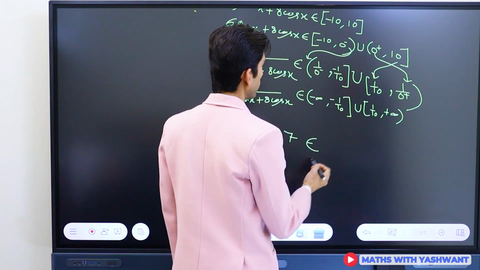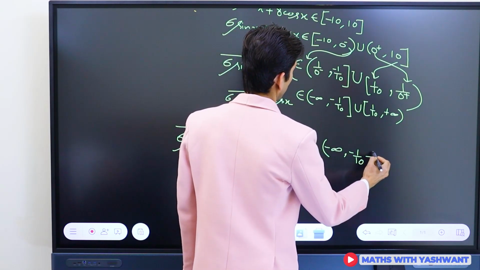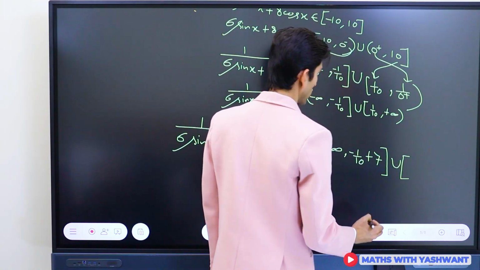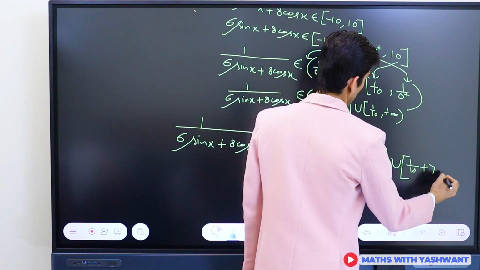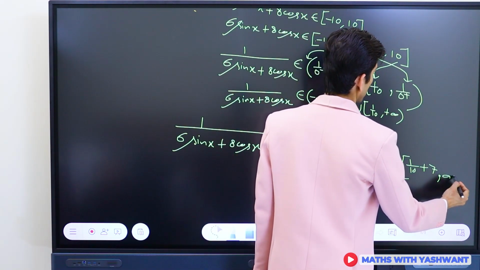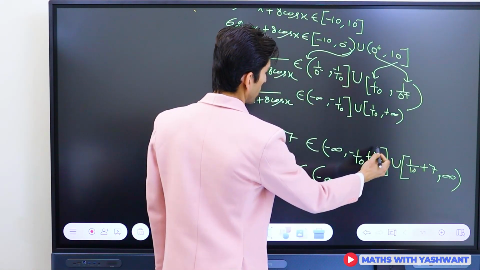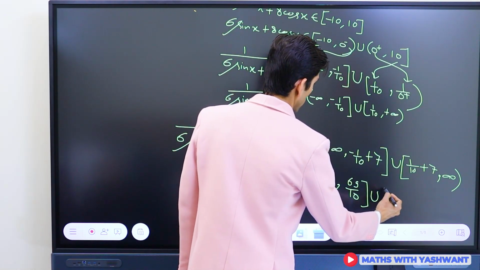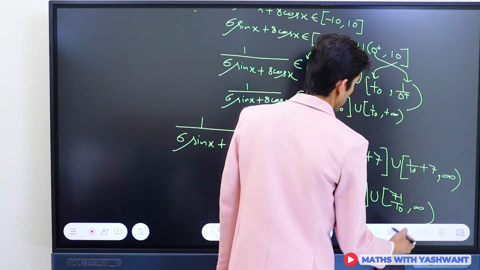If we add 7 to negative infinity, it won't affect it, because negative infinity is very large. We add 7 to the right hand boundary point, which is a finite number, so we have to write it. For the second interval we again add 7, and for positive infinity, if you add 7, it won't affect it because it's very large. If you simplify, it will be 69 upon 10, and 71 upon 10 to positive infinity.